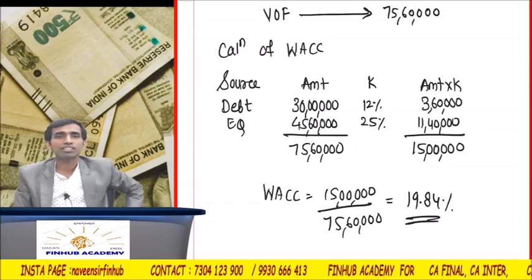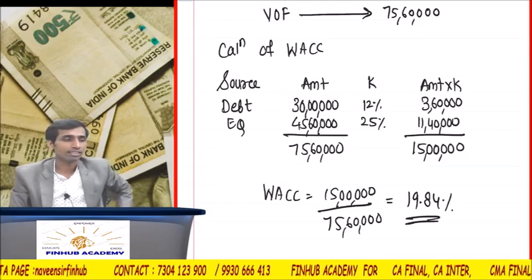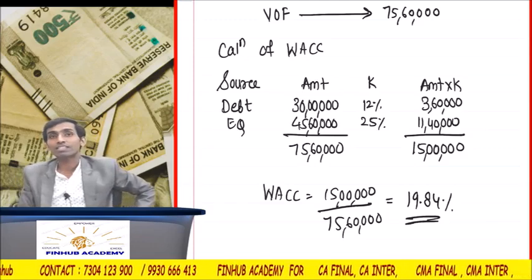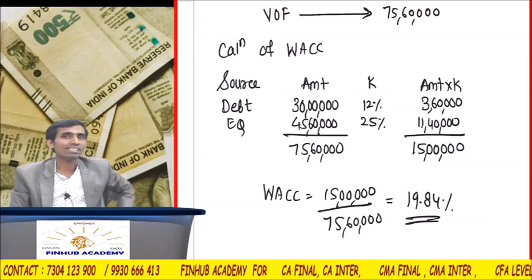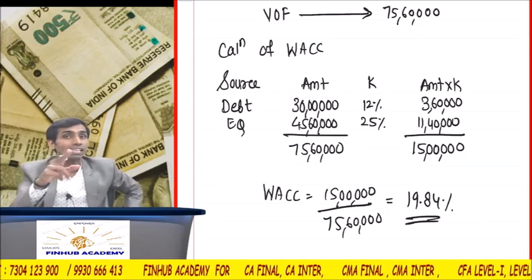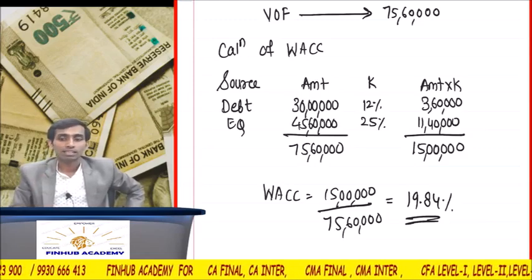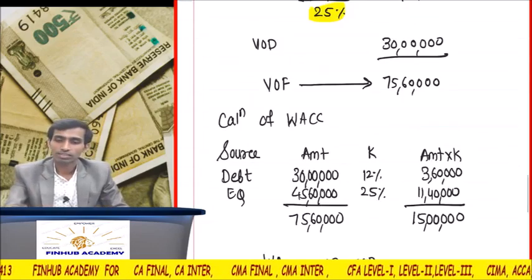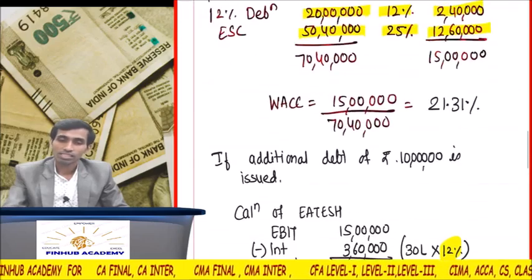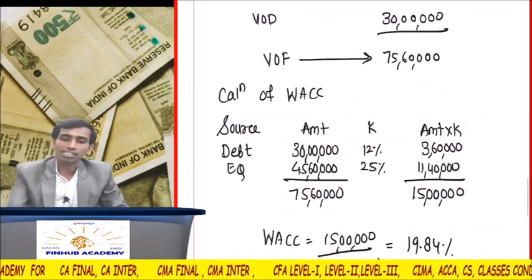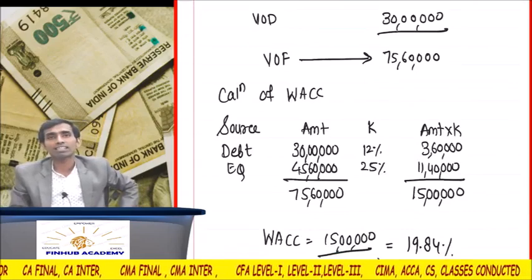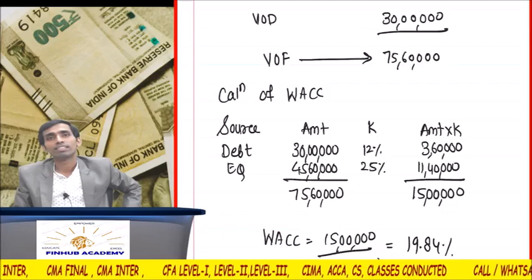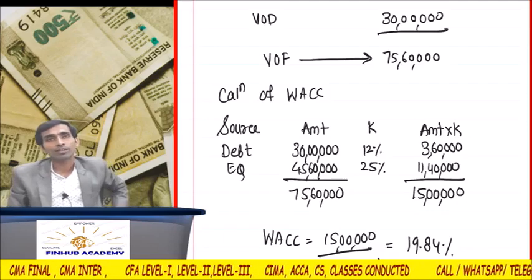Did the WACC change? Yes. Increased or decreased? Decreased. Debt increased, the trading on equity applied. Value of the firm, did it increase? Initially it was 70 lakh 40,000. Now it is 75 lakh 60,000. Correct? WACC decreased. That is what we learned.